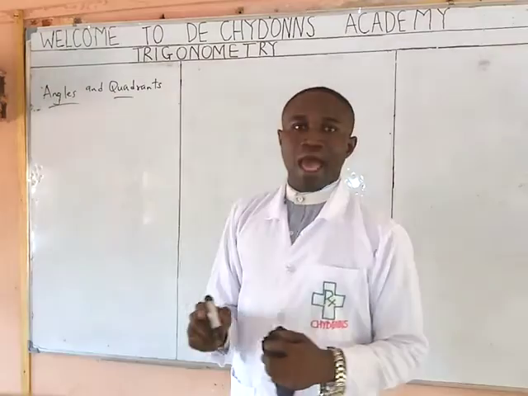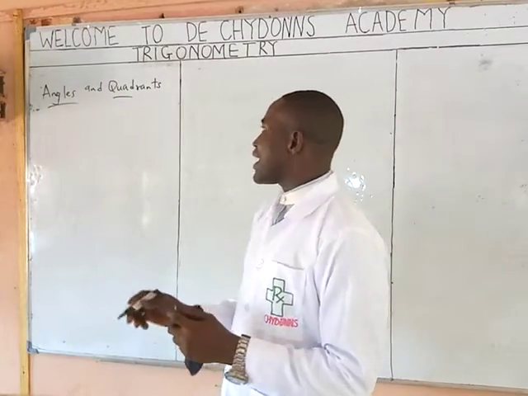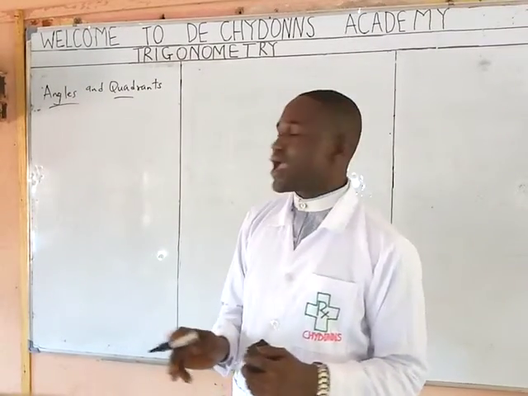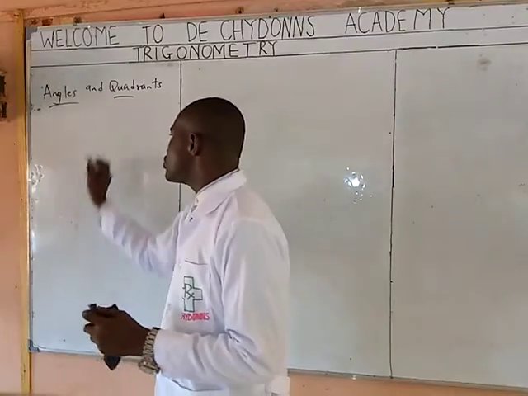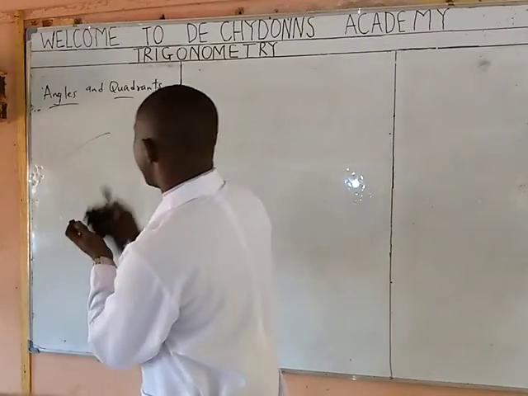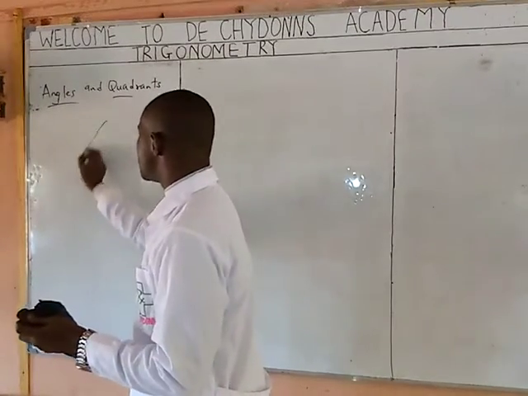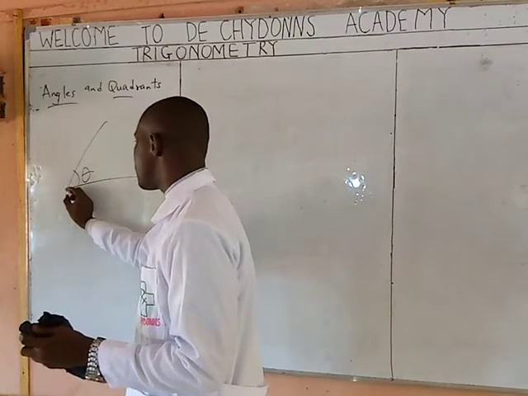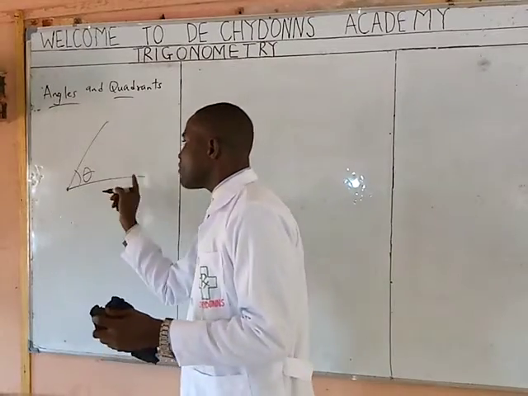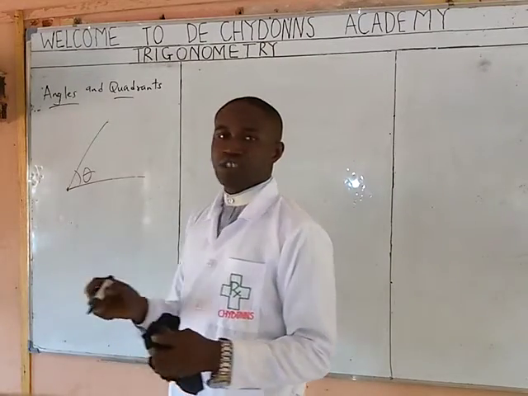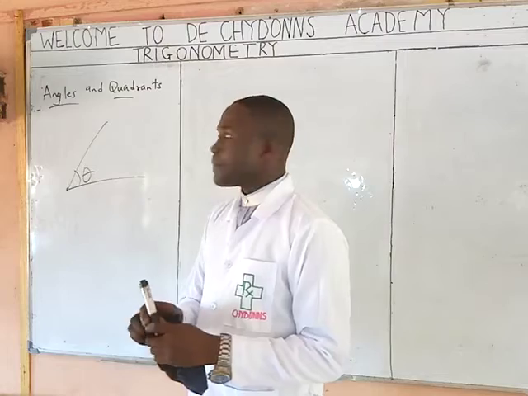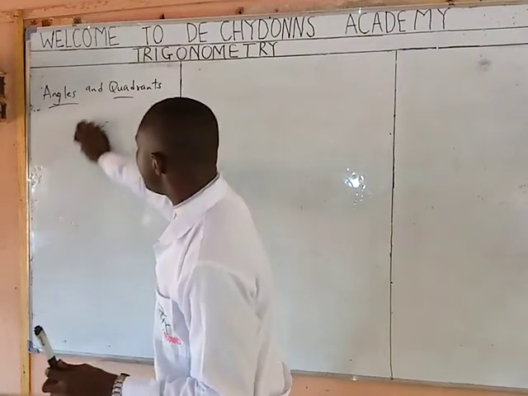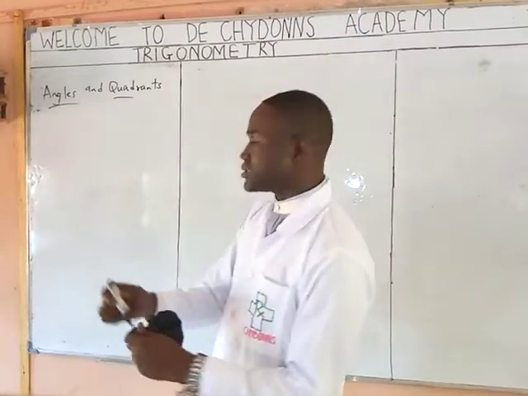What does the word angle mean? An angle is the meeting point of two lines. Or put in another way, an angle is formed when two lines meet at a point. When two straight lines meet at a point, we say an angle is formed. Okay? Now, in trigonometry, we have four quadrants.